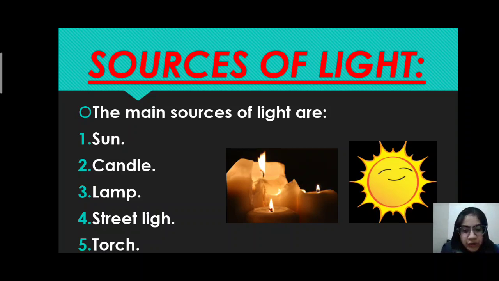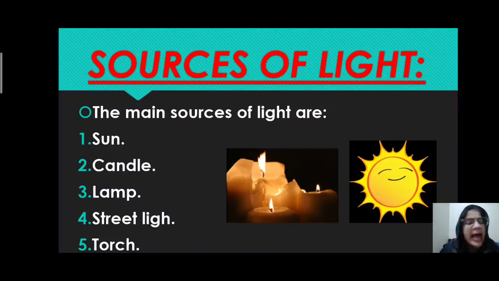What are the sources of light? For example, the sun is the natural source of light because the sun provides us with natural light. The main sources of light are written on your screen. For example, sun, candle or burning lamp, street light, torch or car's headlight. There are as many sources of light.